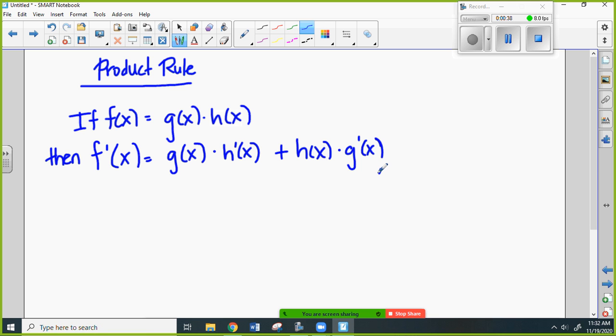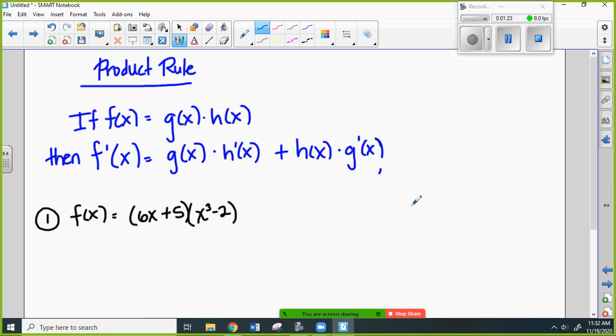All right, so let me let that sink in. It's the first function times the derivative of the second function plus the second function times the derivative of the first function. Okay, and as you are writing that down, I will go ahead and put up our first example.